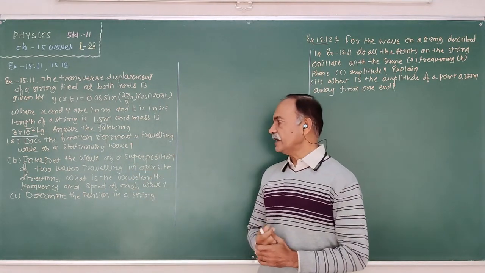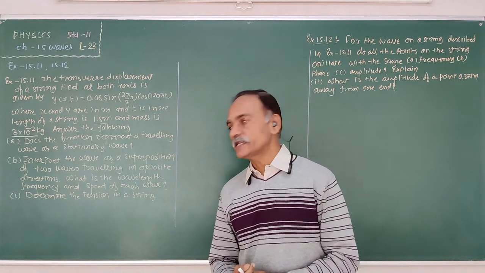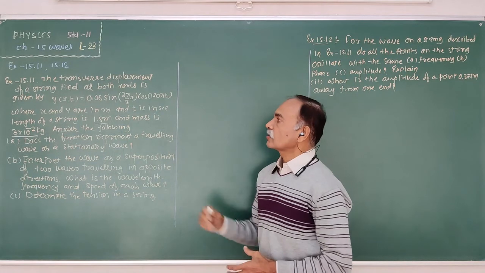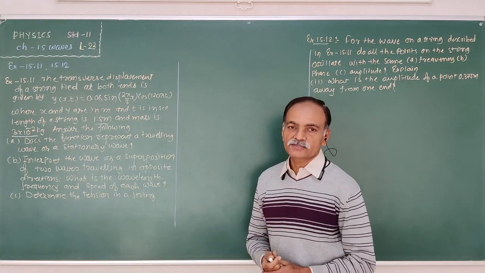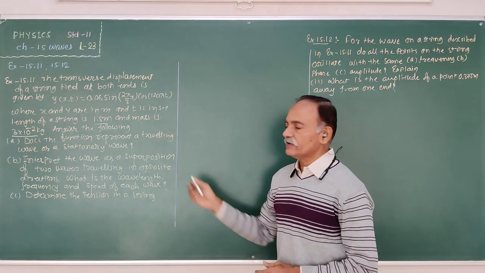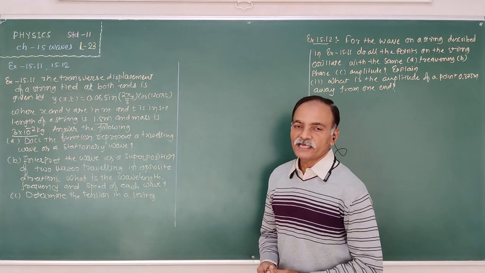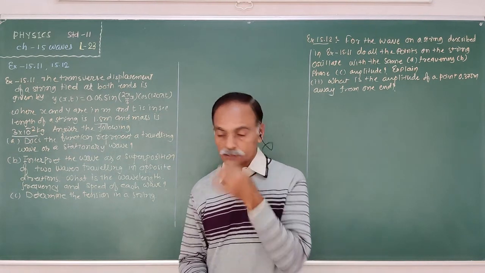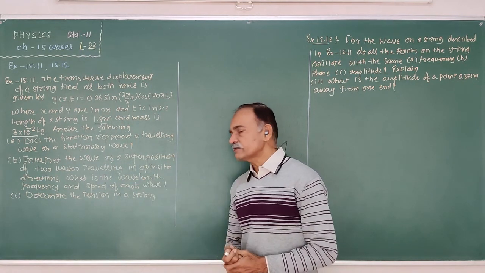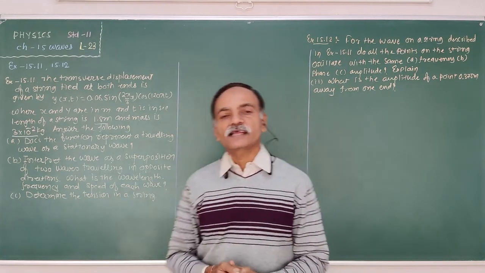Second, interpret the wave as a superposition of two waves traveling in opposite direction. We have to explain that it is a superposition of two waves traveling in opposite direction. And what is the wavelength, frequency and speed of each wave? After representing the two waves traveling in opposite direction, what should be the wavelength, frequency and speed of each wave? And last we have to find out the tension in the string.